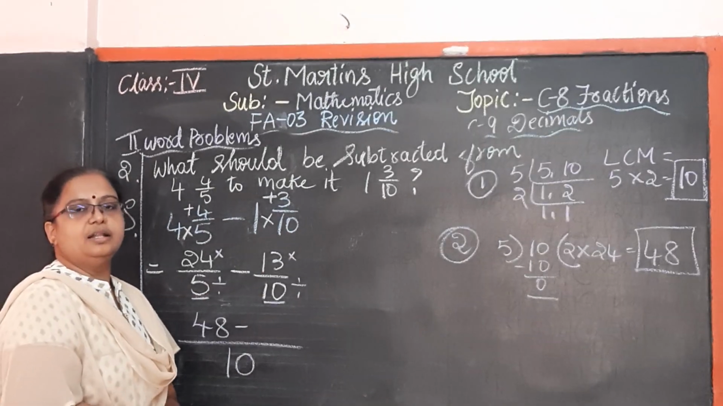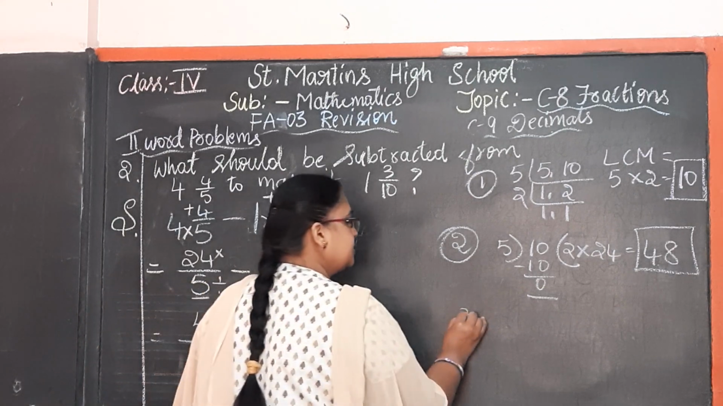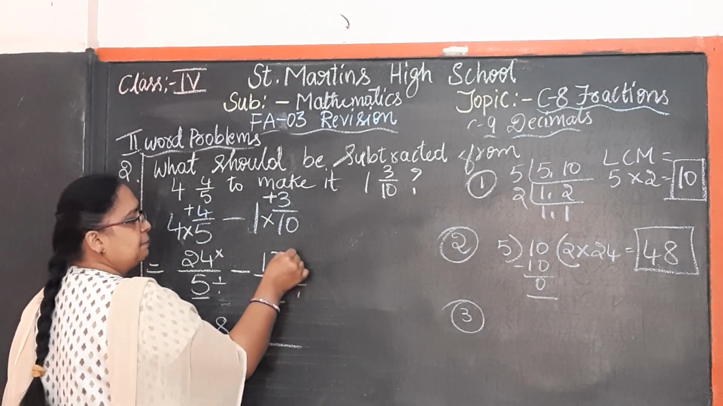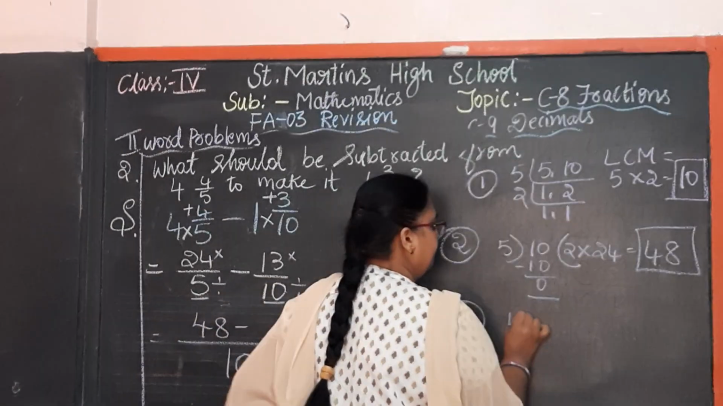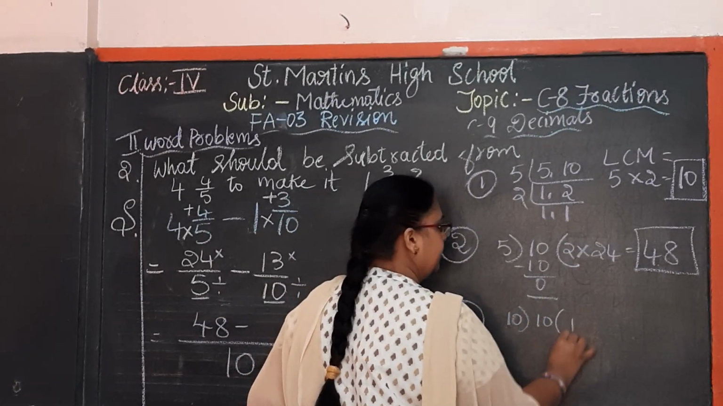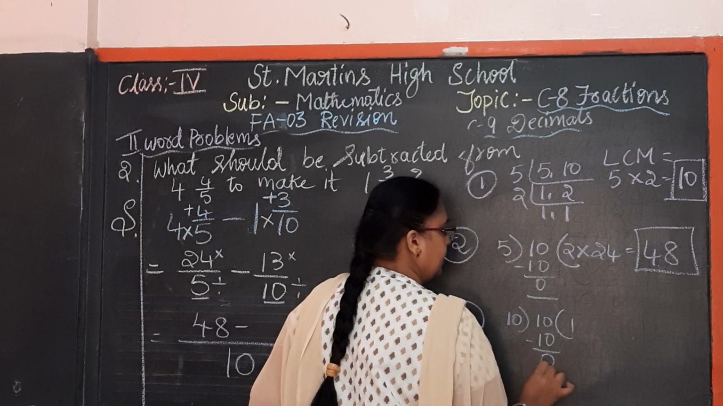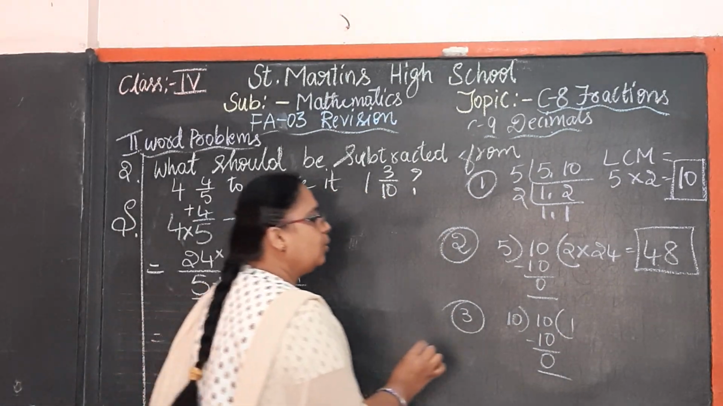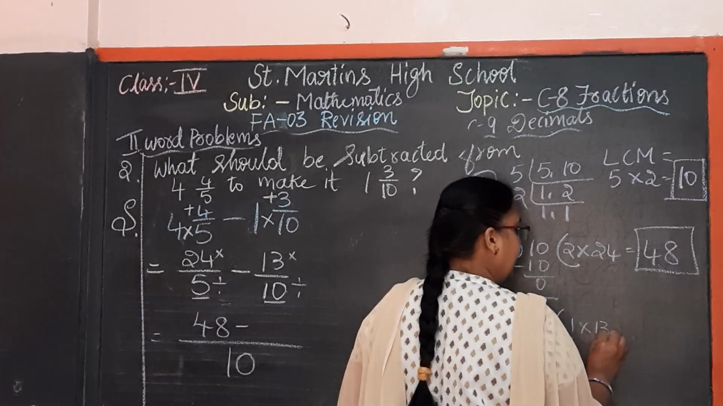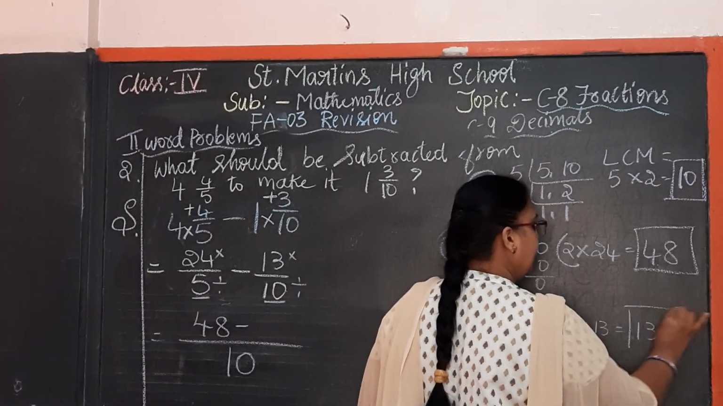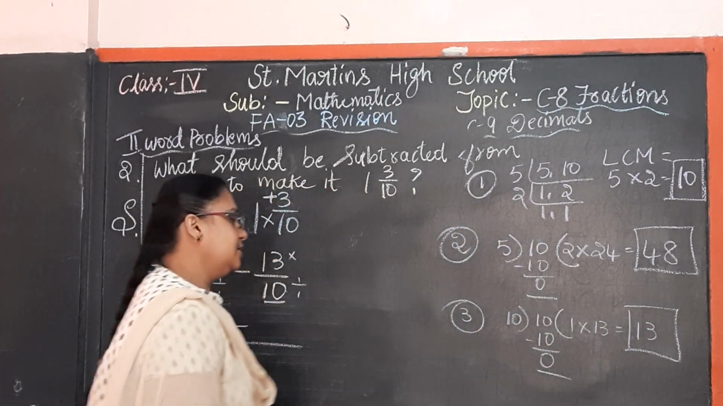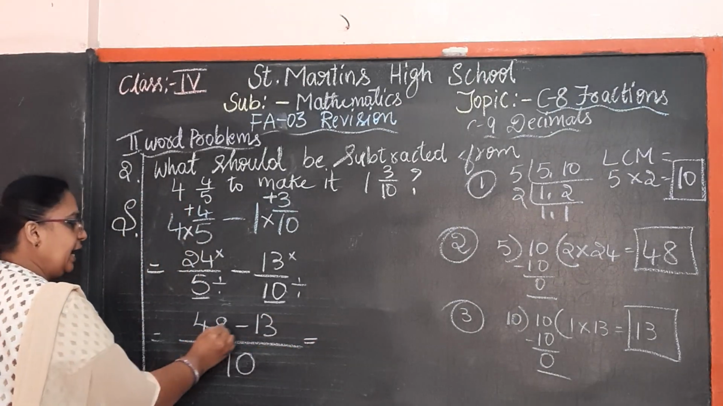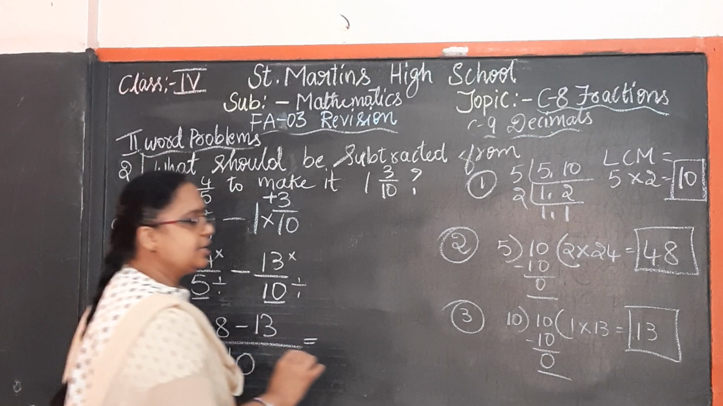Second step over. Then the third step. What do we have to do in the third step? The 10 should be divided by 10 and multiplied by 13. 10 ones are 10. Yes, what answer did we get? 1. 1 should be multiplied by 13. 1 13s are 13. In the third step, we got the answer 13. Yes, let us write. 48 minus 13. We have to subtract it.